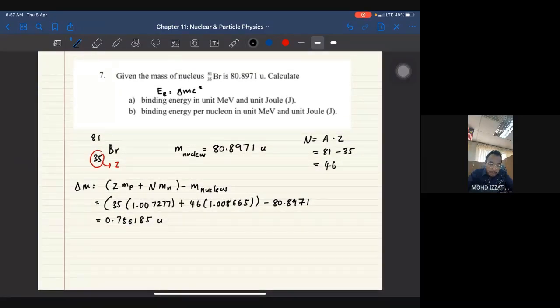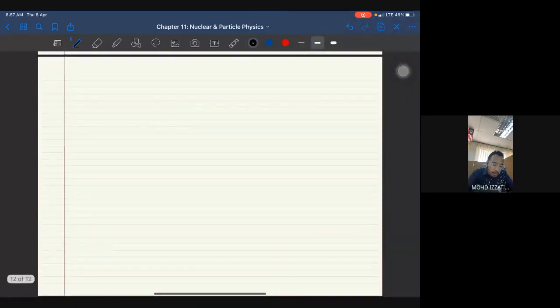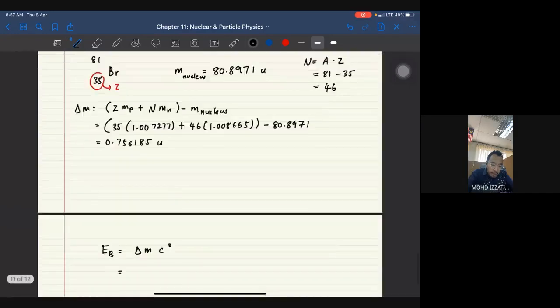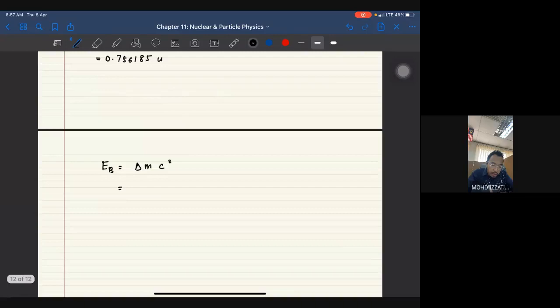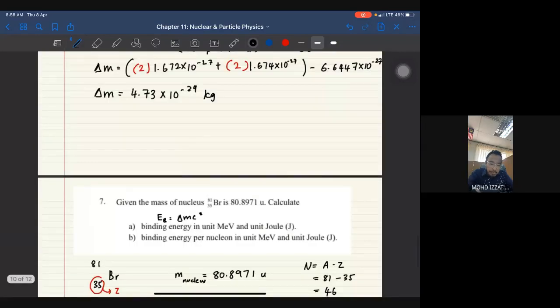Okay, the next one, obviously you want to calculate EB. So your EB is equals to delta M C squared. So you already have values of delta M, which is 0.75618. The one is in U. So you want to multiply with C square. C square ni kamu nak pakai nilai apa? 3 times 10 to the power of 8 ke? Ataupun yang 931.5. Macam ni kan? You want to use this value or you want to use this value? Which one?